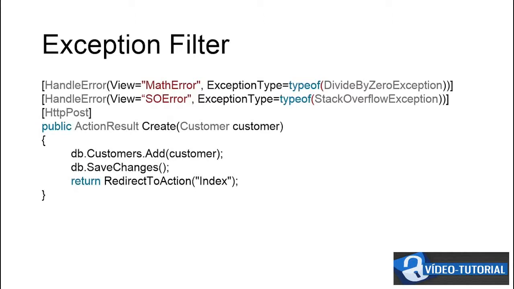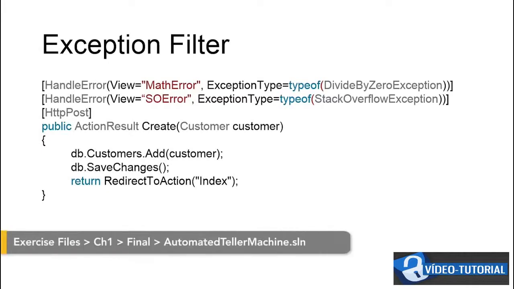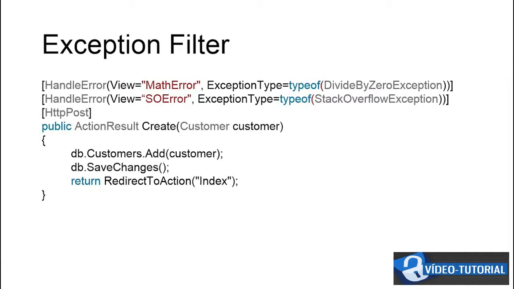All of the changes I made to the project are available in the exercise files under Chapter 1 in the Final folder. We'll be taking a closer look at these and other filters later in the course.